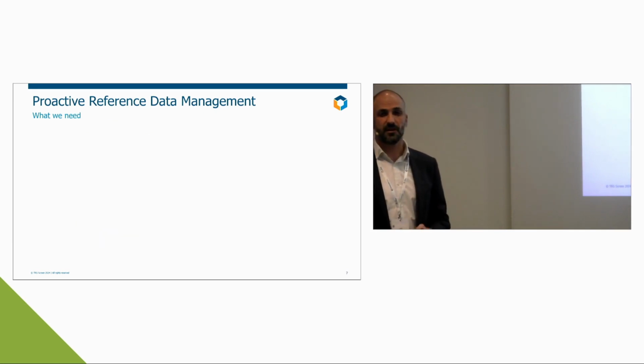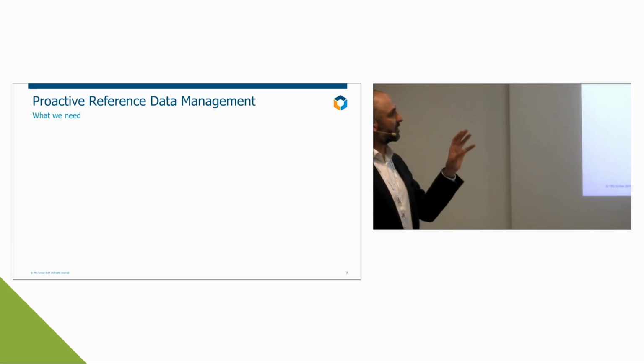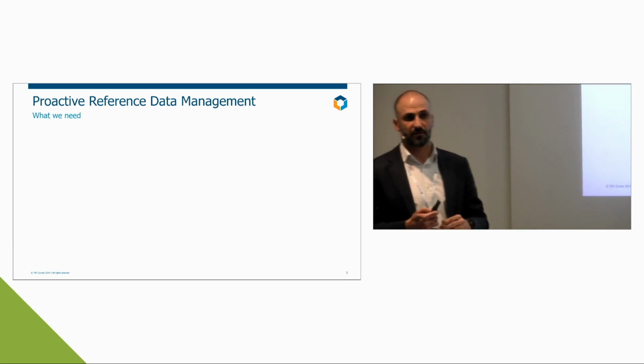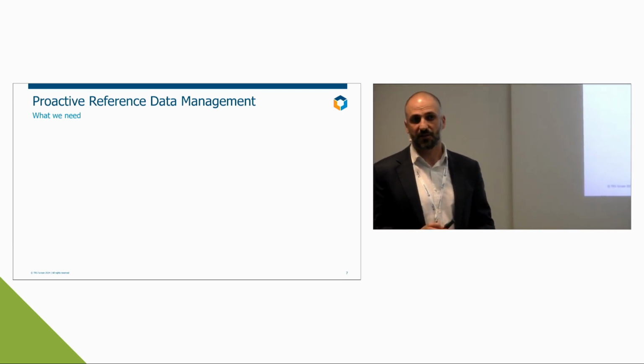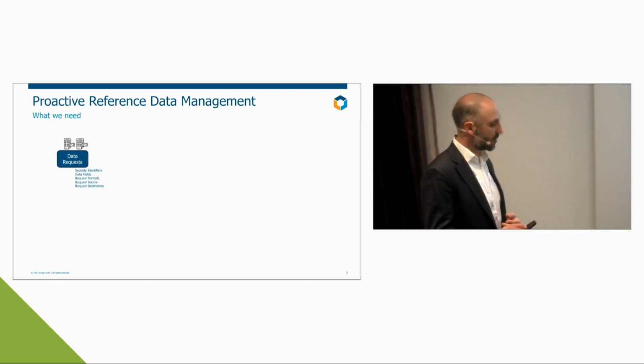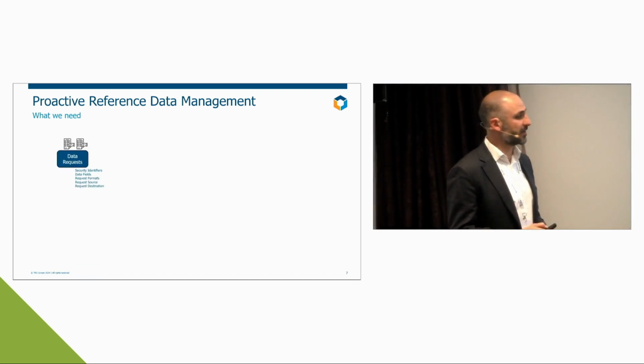Now, what do we need to do that? We're going to break this down. Of course, it's not an architecture diagram here, but it'll be more the elements that would potentially feed into a system. So this is how we do it really. On one side, we need those requests for data.